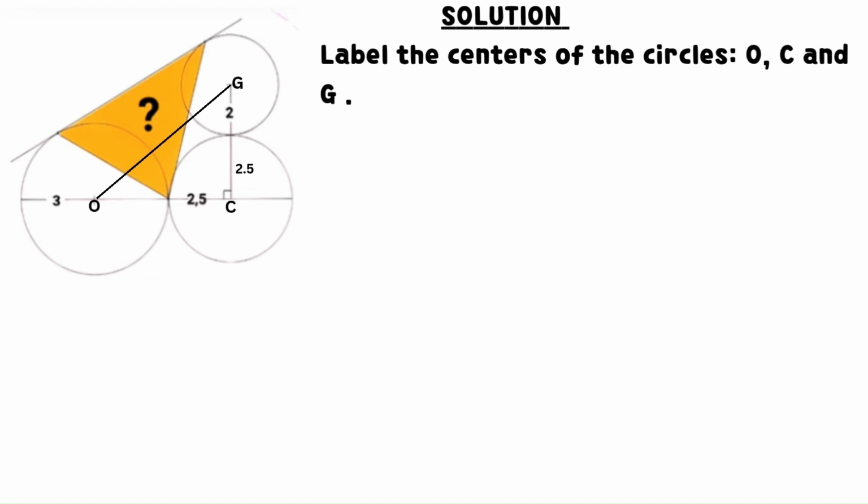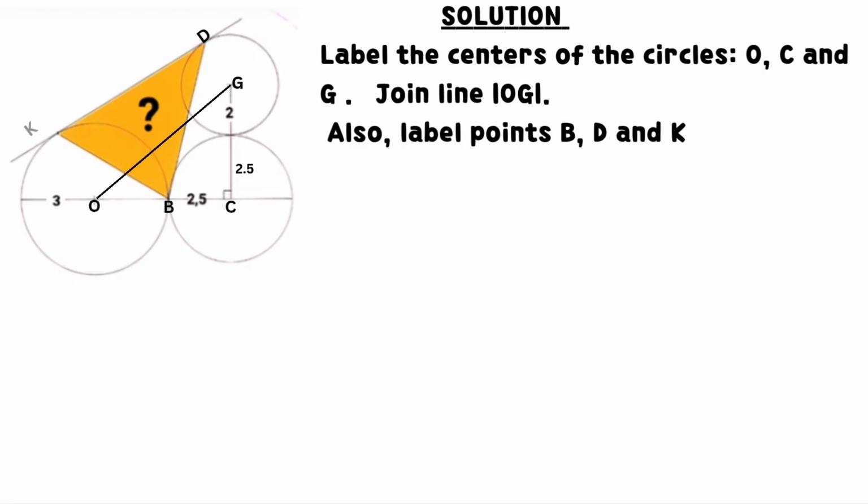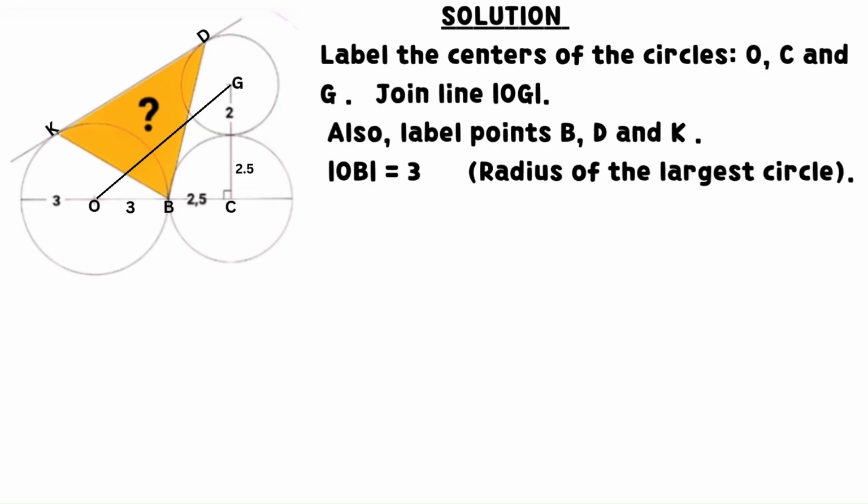Label the centers of the circles O, C, and G. Join line OG. Also, label points B, D, and K. Line OB equals 3. It is the radius of the largest circle. Line CG equals the sum of 2 and 2.5, which equals 4.5.